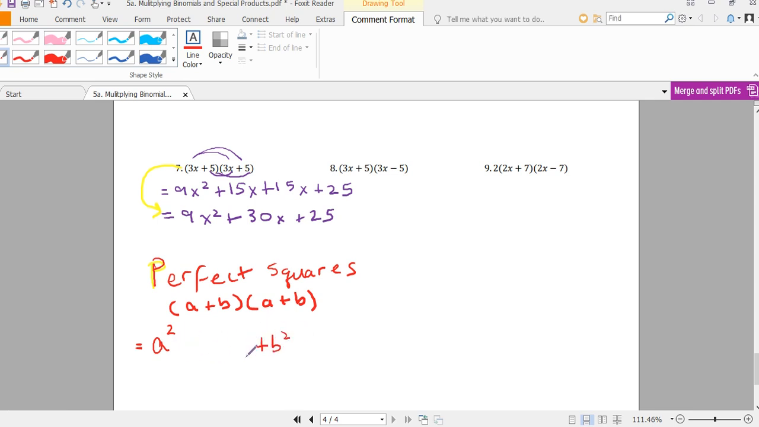Now, it's that middle number that we're not too sure of. But we realize that isn't it just the square root of our last term, which is 5, and the square root of our first term, which is 3x? Okay? And if we multiply these two, 3x times 5, that's 15x, right? And then we just had to double it. So what's the middle term then? It's simply just 2 times whatever the square root of a is and the square root of b is.